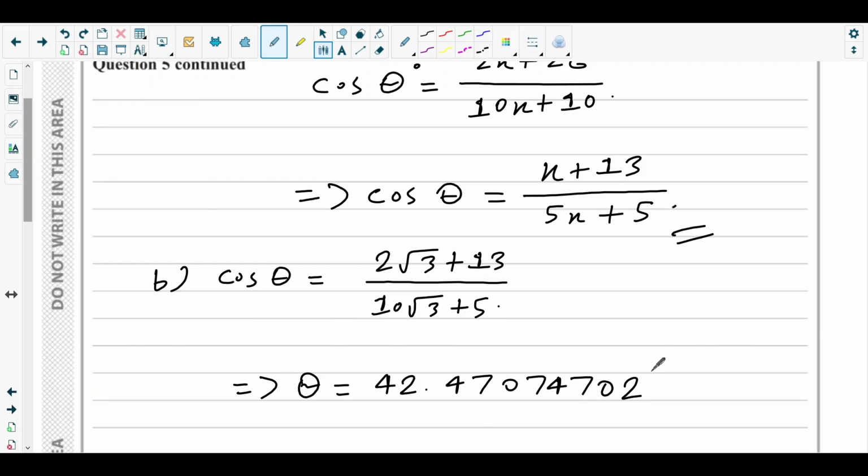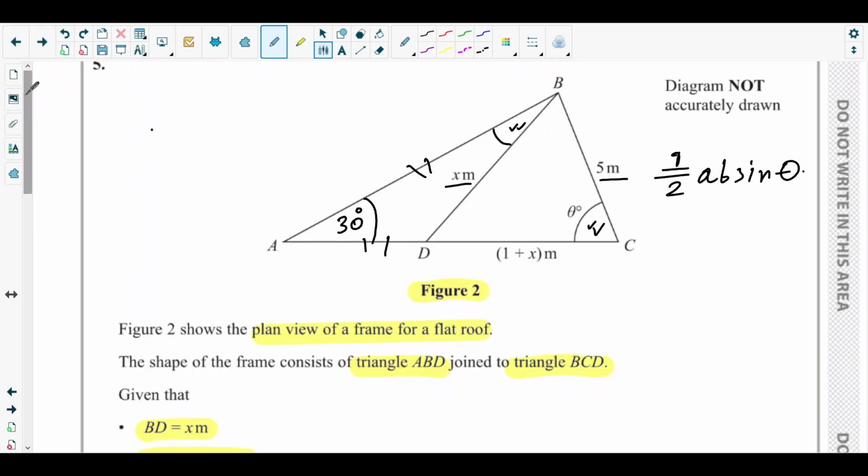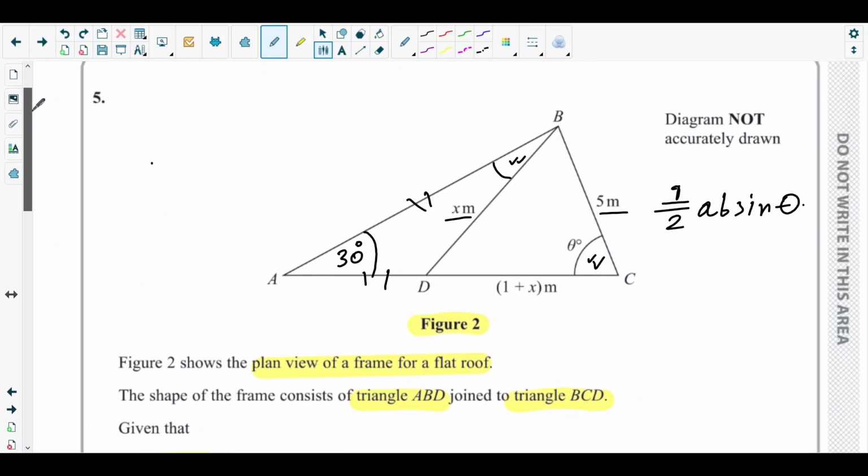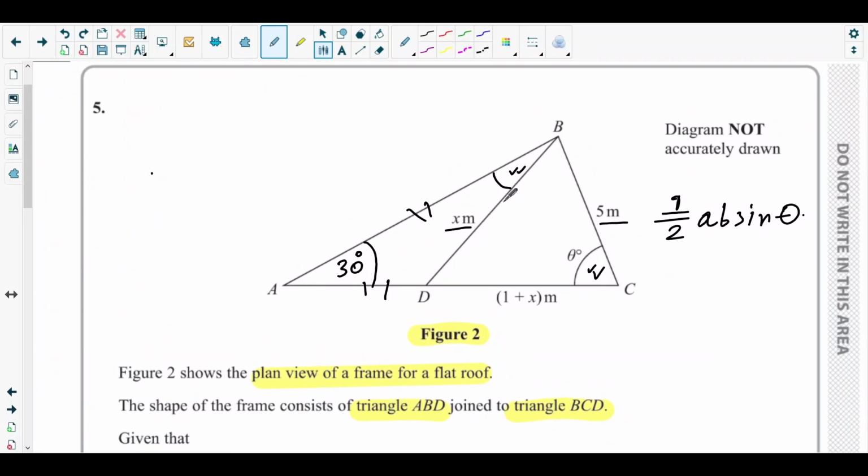42.47074702 degrees. Okay, so we got the angle theta. Now we need to figure out this angle. We can use the cosine rule to get this angle alpha, let's say. Okay, so we can use the sine rule.